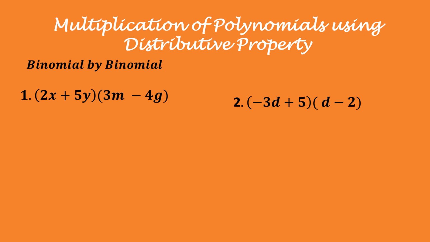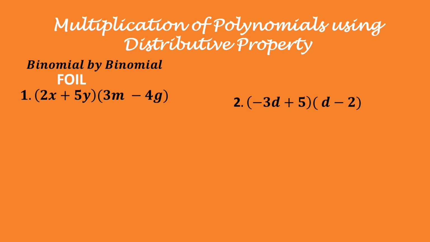Our topic for this video is all about multiplication of polynomials using distributive property. This is already part 2 because, as you have known, my part 1 was still about multiplication of polynomials using distributive property, but that was only limited to monomial by monomial, monomial by binomial, and monomial by trinomial. But so far, we were able to find the product of binomial versus binomial through the FOIL method.